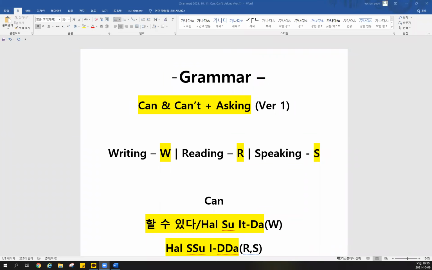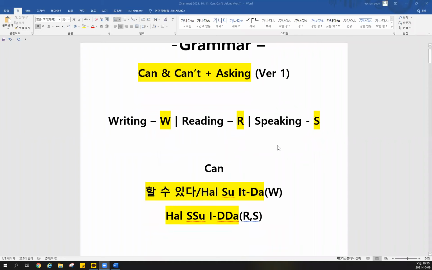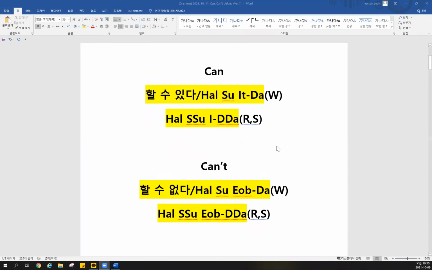So we're gonna learn about can and can't and asking with version 1. I'm gonna explain why this is version 1. For the writing, I'm gonna write with a W, a simplified word. Reading is gonna be R, and speaking is gonna be S. Actually, for can, we can say what we can write with 할 수 있다.